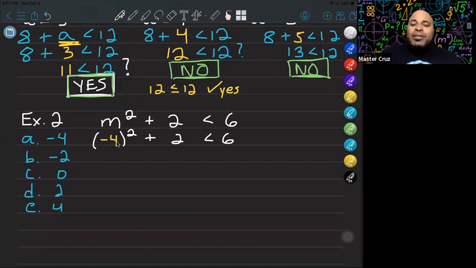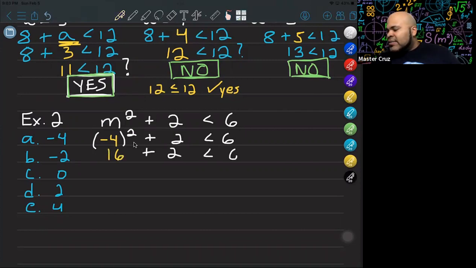Now, we've got to follow PEMDAS, so exponents first. Negative 4 squared is negative 4 times negative 4, and negative 4 times negative 4 is positive 16. So this will simplify to positive 16 plus 2 is less than 6. And when I add them, I get 18. 18 is less than 6.